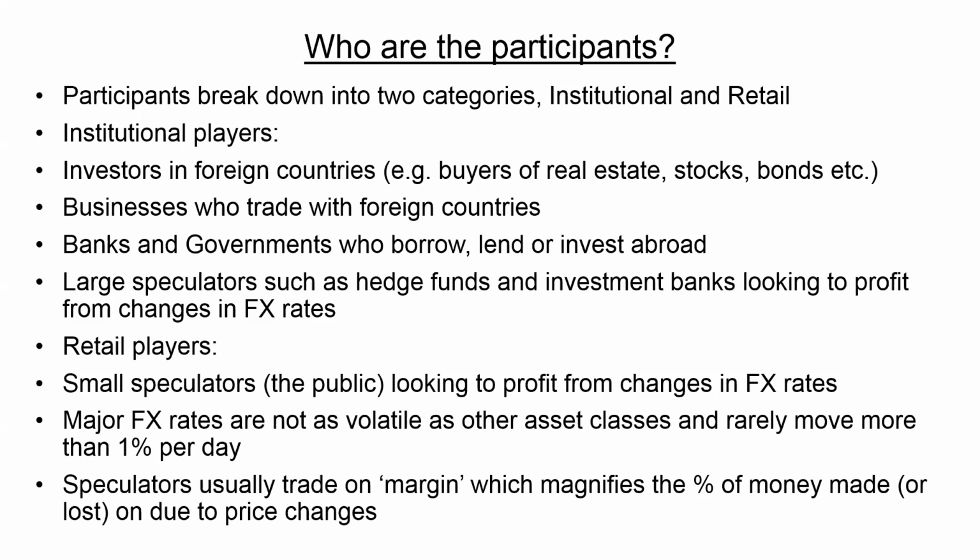Now we come to a subcategory, which is the speculators. Speculators are people who are there just to make profits from movements in the markets. In other words, looking to profit from price changes in foreign exchange rates. So the large speculators are hedge funds and investment banks, and these are people who buy and sell huge quantities of currency, looking to make money over the price changes in maybe a few minutes, a few seconds, a few hours, a few days, whatever the time frame that they trade on.